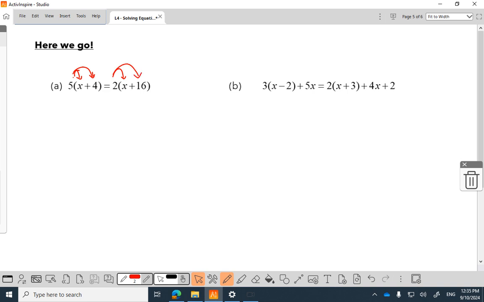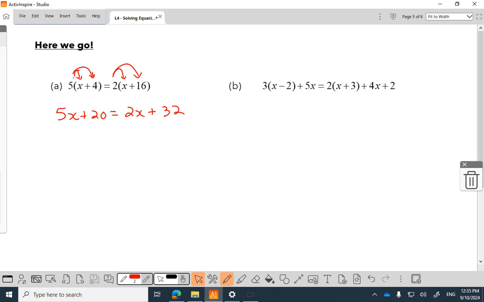So I know that equation looks very intimidating. But once you draw the arrows, you're like, hold on, it's going to get better if I multiply through. So 5 times x is 5x, and 5 times 4 is 20. 2 times x is 2x, and 2 times 16, 32. Okay, so again, when the numbers get too big for you, that's when you break out your calculator.